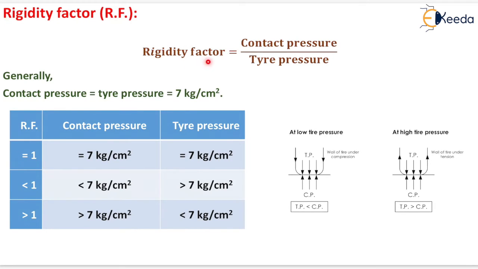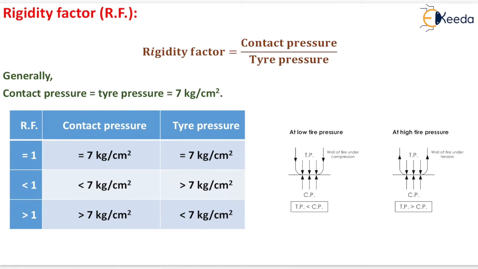The next factor is rigidity factor. Rigidity factor is equal to contact pressure divided by tire pressure. Generally, contact pressure equals tire pressure equals 7 kg per centimeter square. At low tire pressure, the contact pressure will be greater than tire pressure and the walls of the tire remain under compression, which is shown here. Similarly, when tire pressure is greater than contact pressure, the wall of the tire remains under tension, which is shown here.